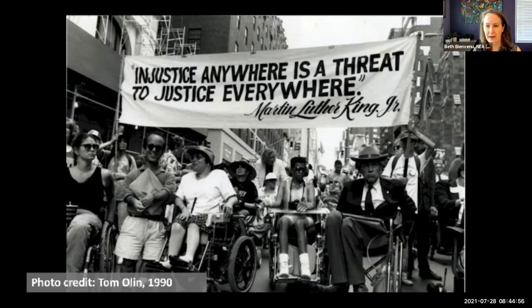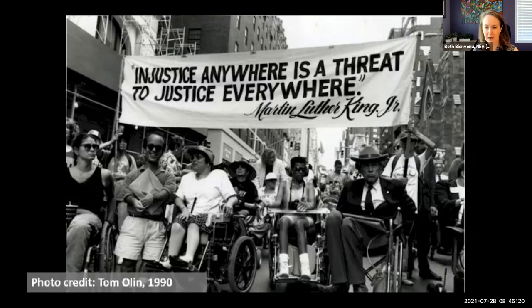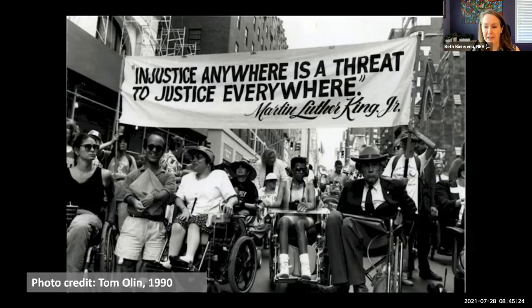It is a black and white photo of a number of people who are at a march in New York City. There is a banner that says "Injustice Anywhere is a Threat to Justice Everywhere" by Martin Luther King Jr. And in the photo are, as I said, many people in wheelchairs holding the banner, people who are standing. And I just want to point out a few prominent people.